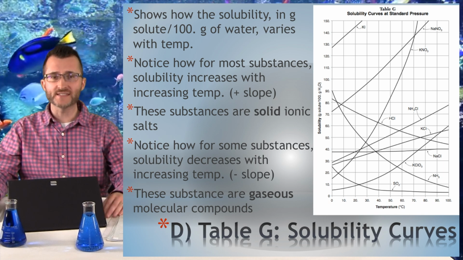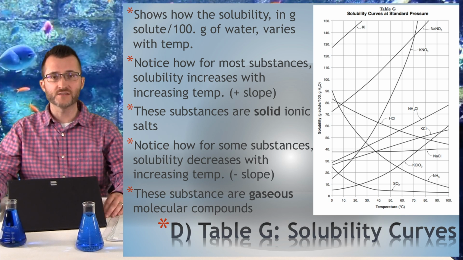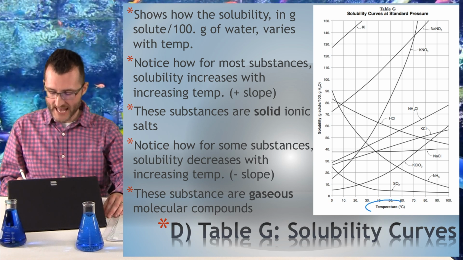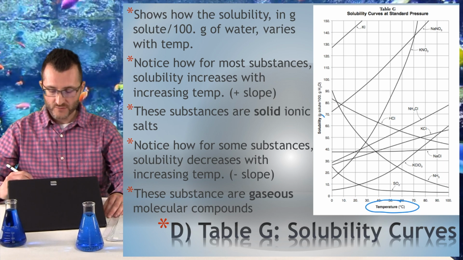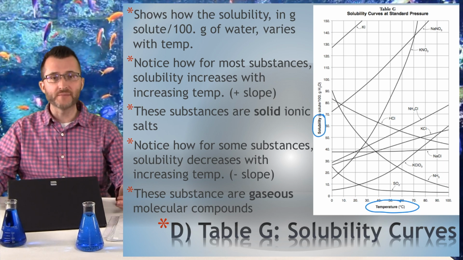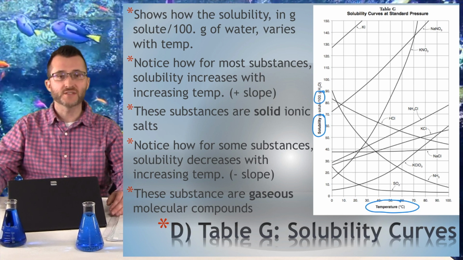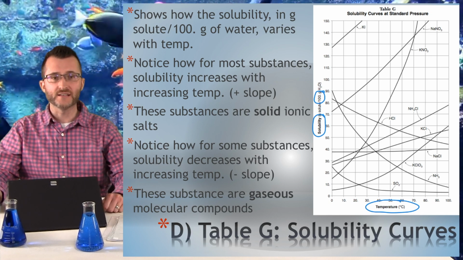Table G shows how the solubility in grams of solute per 100 grams of water varies with temperature. Let's take a look. On the x-axis, we have temperature in degrees Celsius, and on the y-axis, we have solubility. It's the grams of solute dissolved in, and this is key, 100 grams of water. That can actually change, but more on that later.